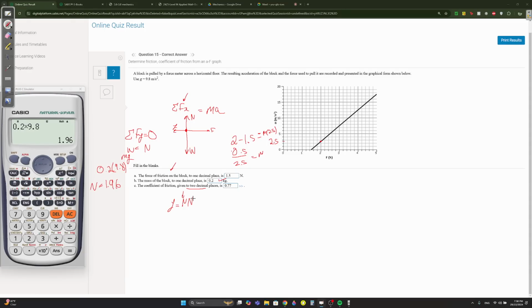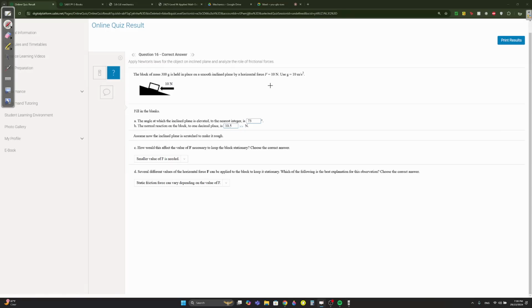So mu, we want the coefficient. We have the friction 1.5. We have the normal 1.96. So 1.5 divided by the answer. So 0.77, 2 decimal places.